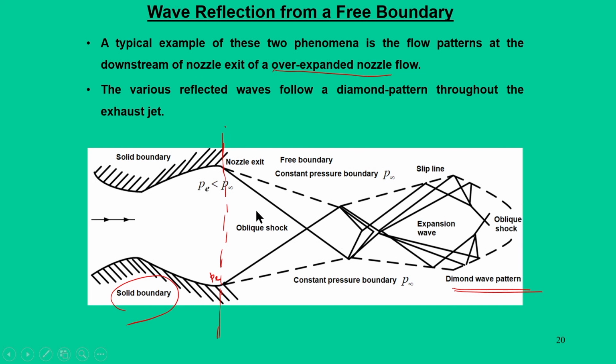And this is a very interesting flow phenomenon that occurs when there is a supersonic nozzle flow at the exit. So, at this exit what happens? Interaction of oblique shocks, expansion waves and the free pressure boundary gives a particular pattern. This pattern we call a diamond wave pattern.